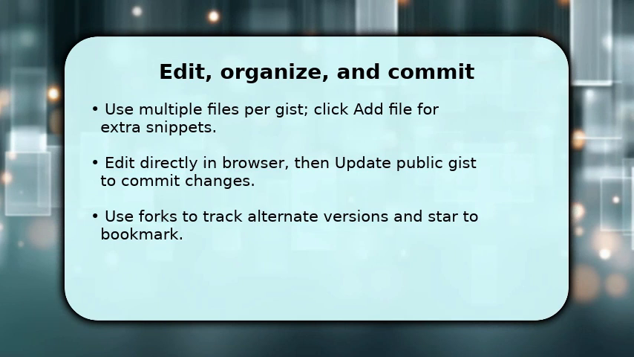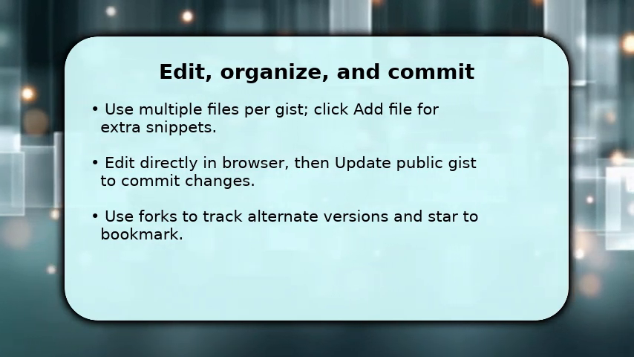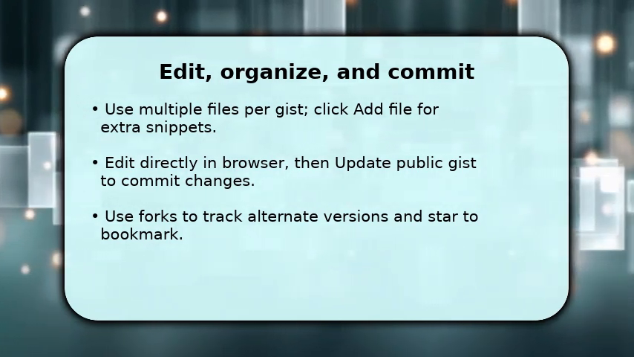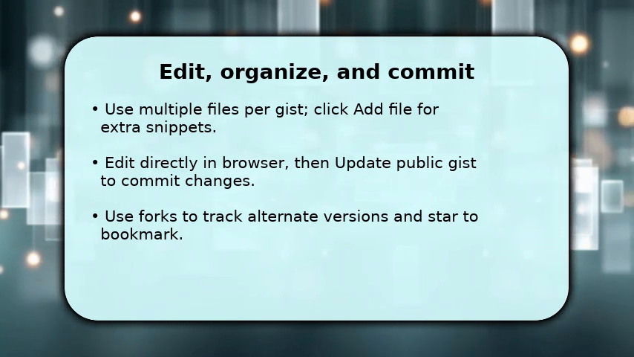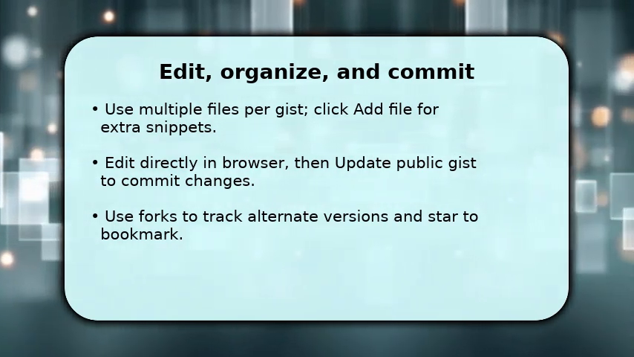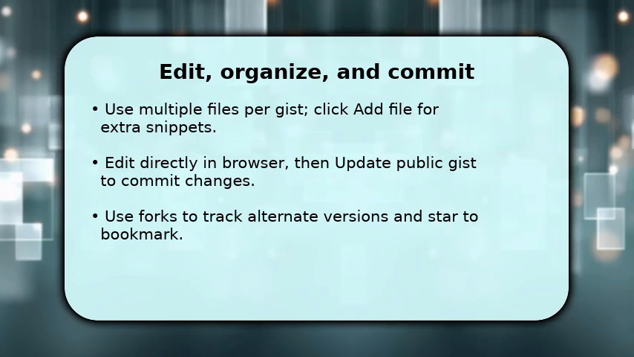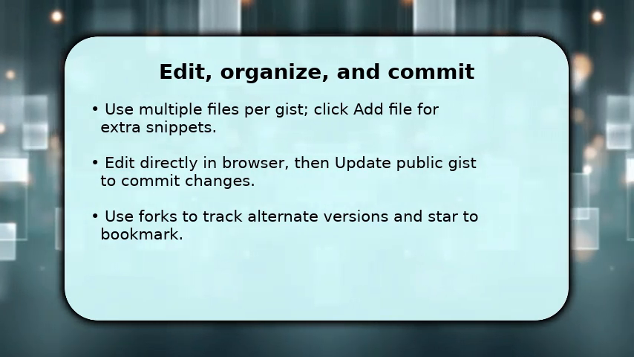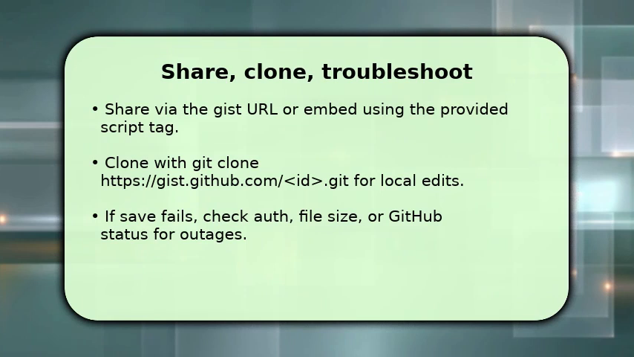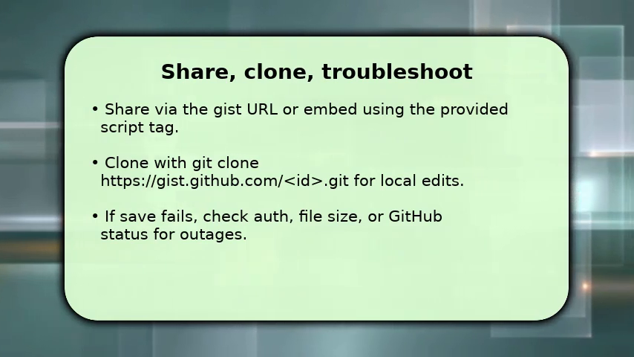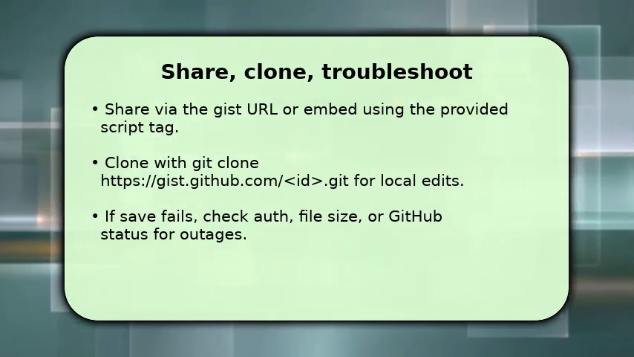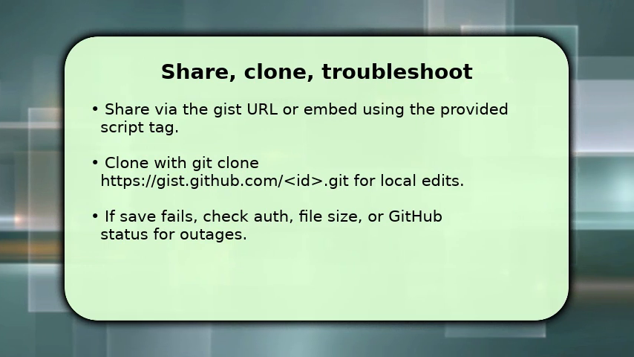If you need alternate versions, fork the gist to preserve the original while experimenting. Use the star button to bookmark important snippets, and remember that each update preserves prior revisions so you can revert if necessary. To complete the workflow, share the gist by copying its URL or use the embed code to display it on a site. This makes collaboration simple.